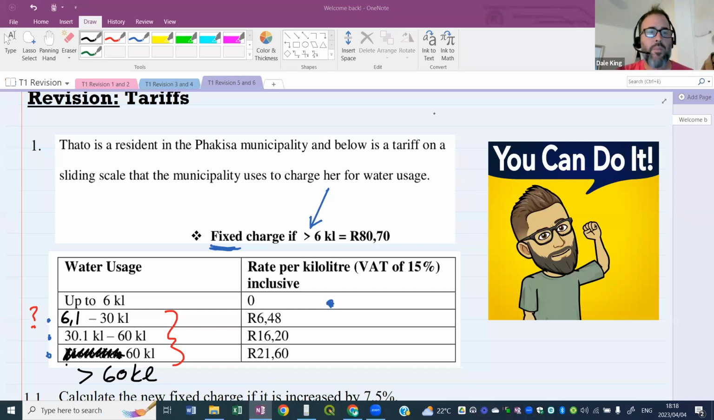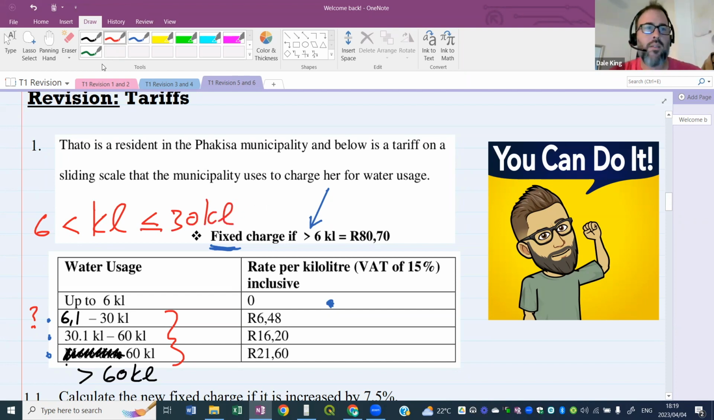The correct mathematical way to do it is like this. I'll write it on the screen. Don't worry about this, you don't have to write this. It's just understanding it. So we can say, I'm going to put here kiloliters, so this is the water use, kiloliters, that it's greater than 6 and less than or equal to 30. That's the best way to do it, and you often see it written like that in a tariff table, but the way that we have it here is easier to understand.